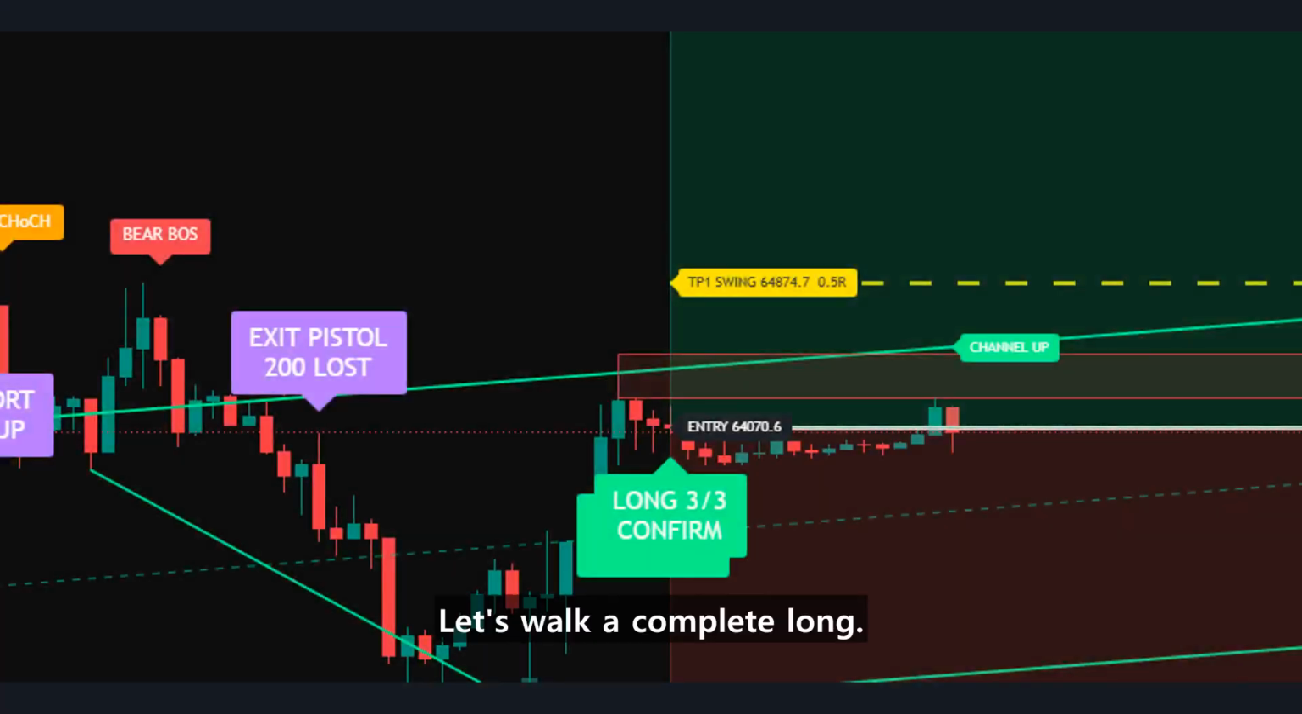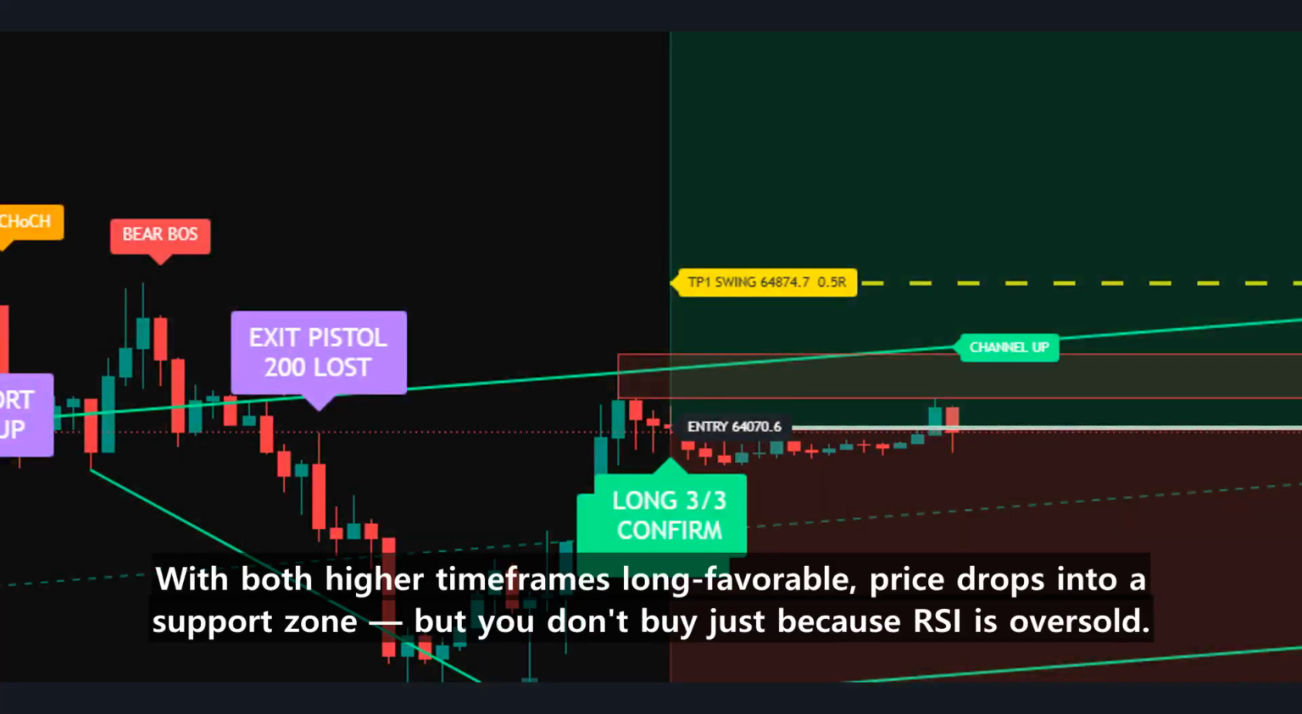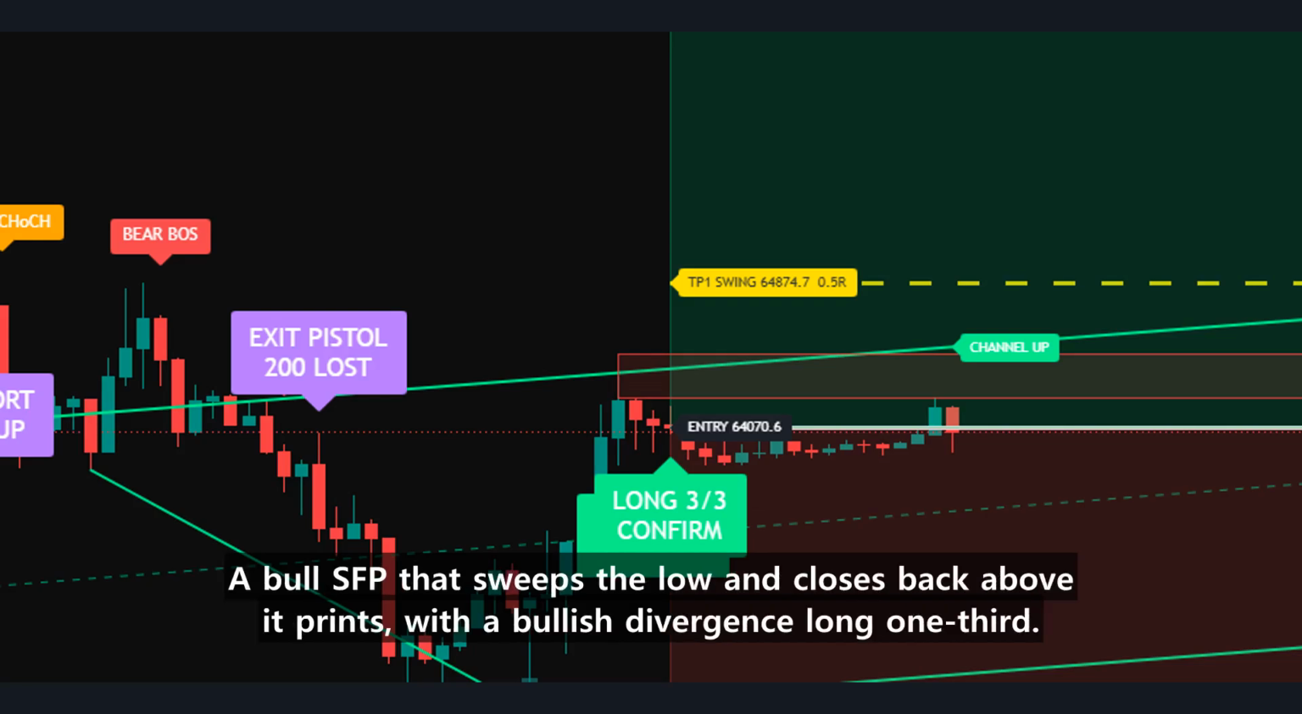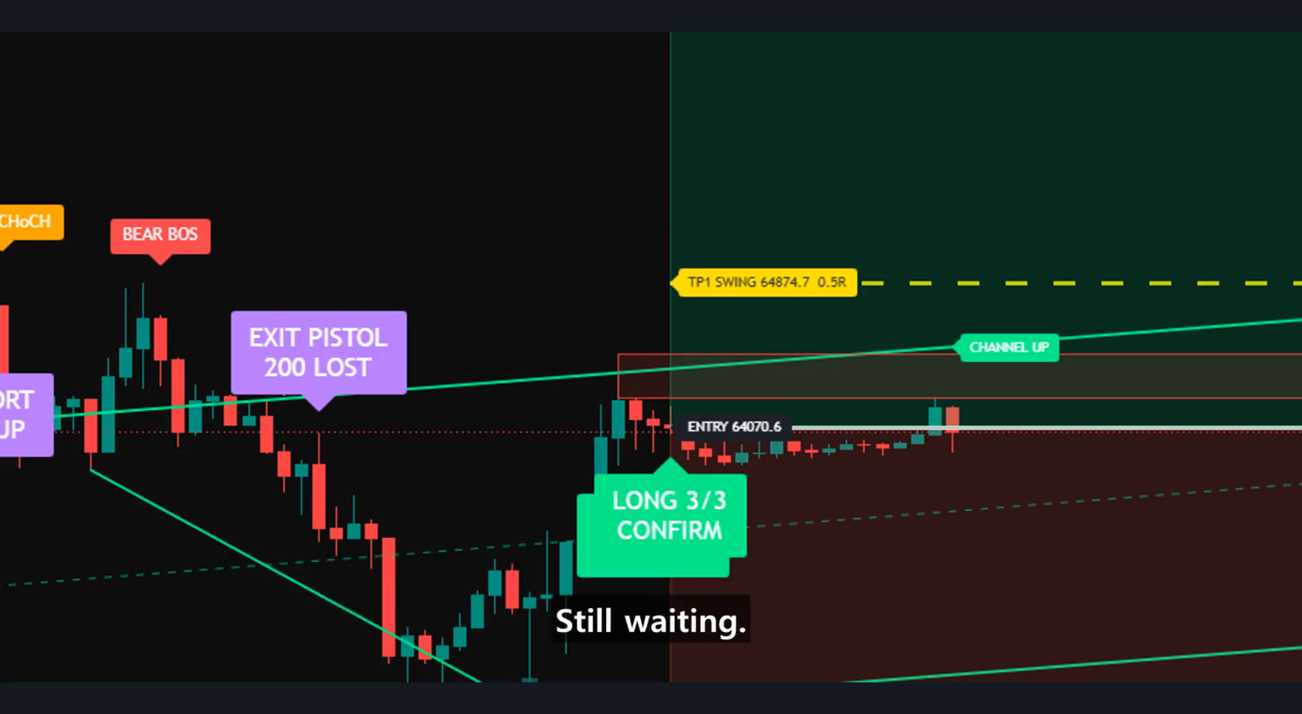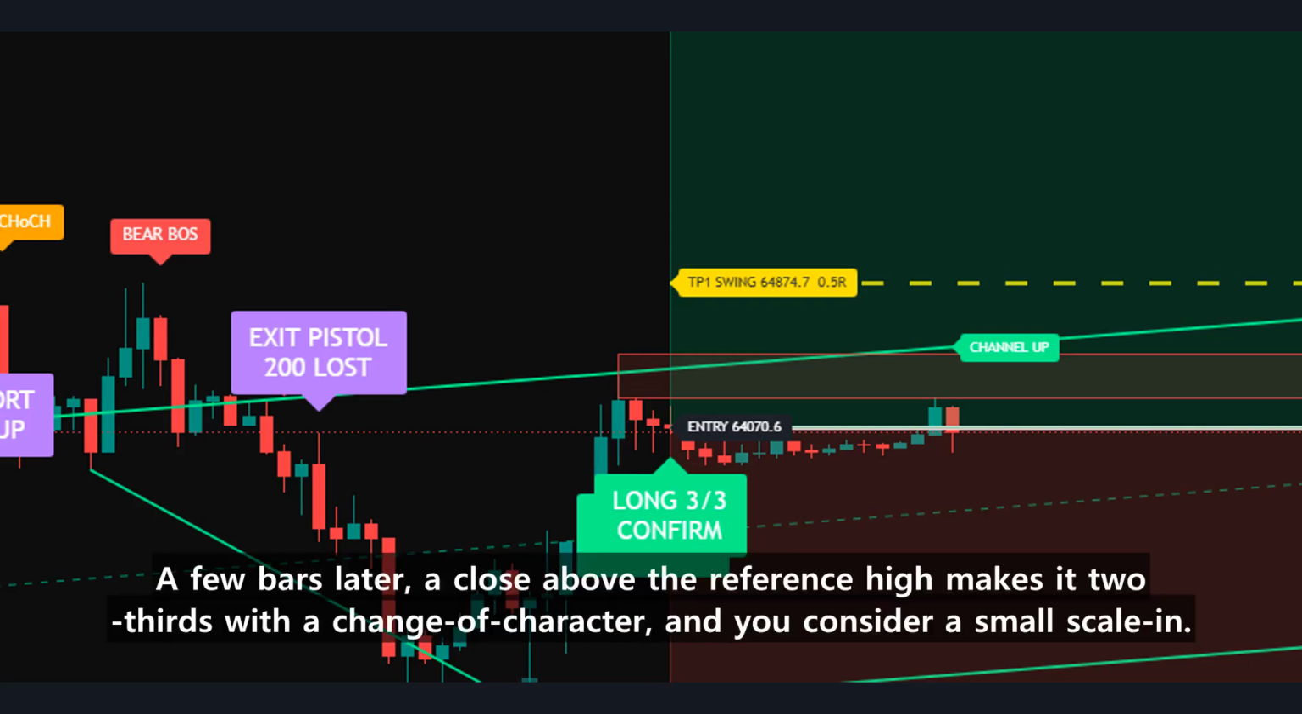Let's walk a complete long. With both higher time frames long favorable, price drops into a support zone. But you don't buy just because RSI is oversold. A bull SFP that sweeps the low and closes back above it prints, with a bullish divergence, long 1/3. Still waiting. A few bars later, a close above the reference high makes it 2/3 with a change of character, and you consider a small scale-in.